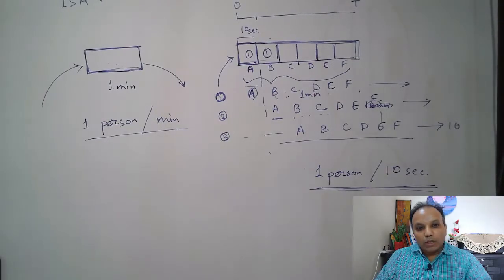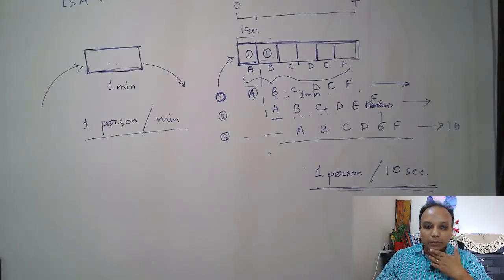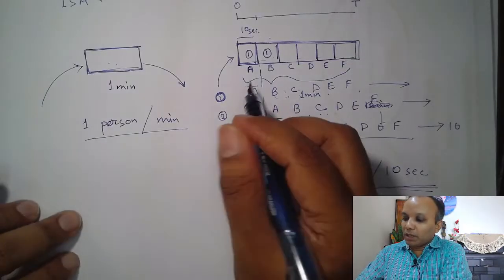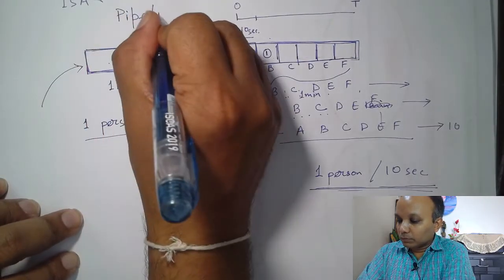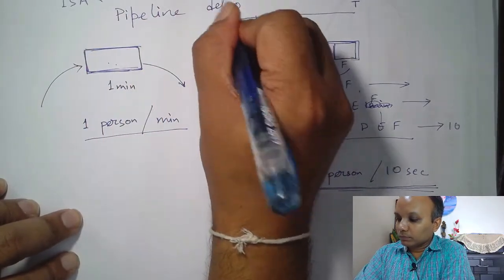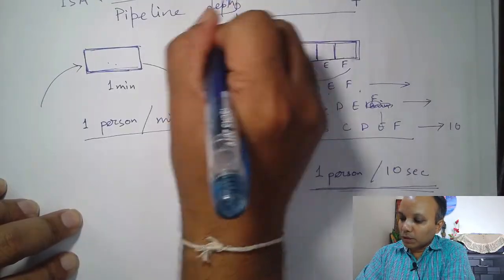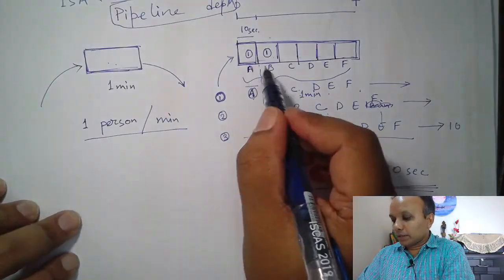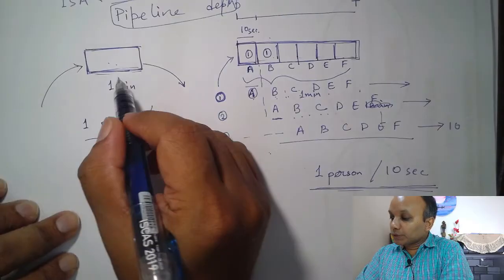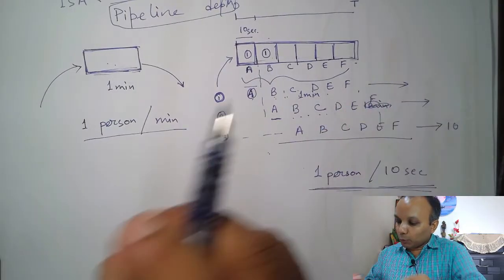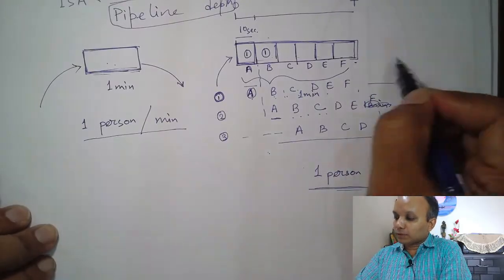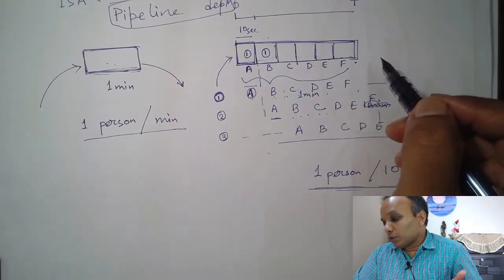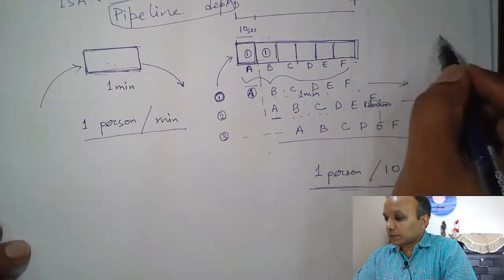Now, what else does the architecture talk about? So, this is what we mean by pipeline depth. I can divide this whole task into six smaller tasks. I can divide it into an even higher number of tasks. Let us say I can divide it into 12 small tasks.